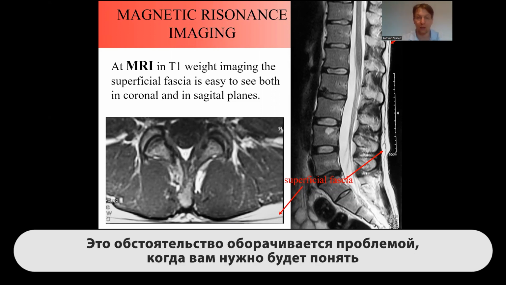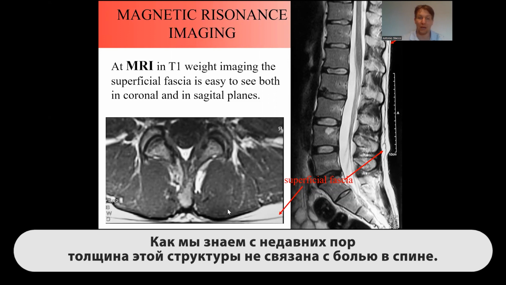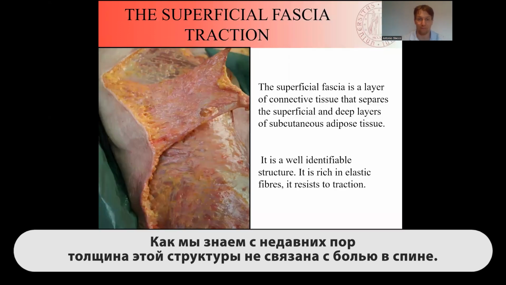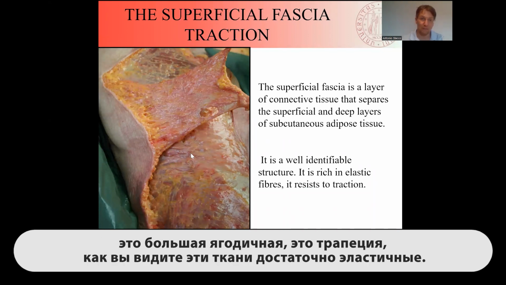And this will give you problems when it's time to understand if the thickness or the stiffness of thoracolumbar fascia can be the origin, the source of low back pain. As we know from Langevin, the thickness of this structure is related to chronic low back pain. So we have removed the superficial fascia right here. This is the thoracolumbar fascia. This is the gluteus maximus. This is superficial fascia. This is trapezius.